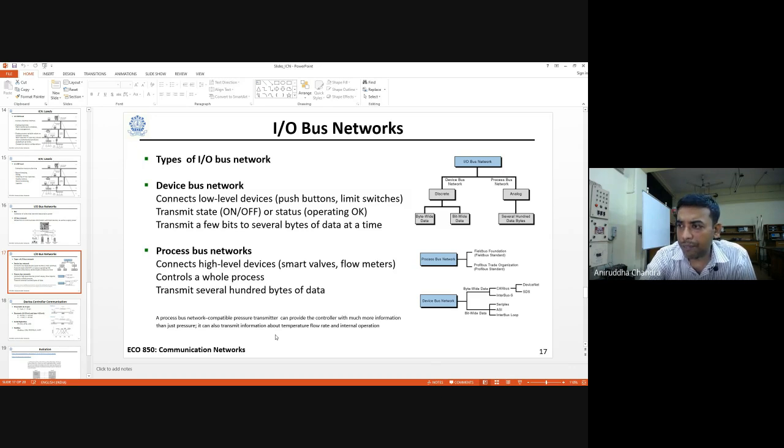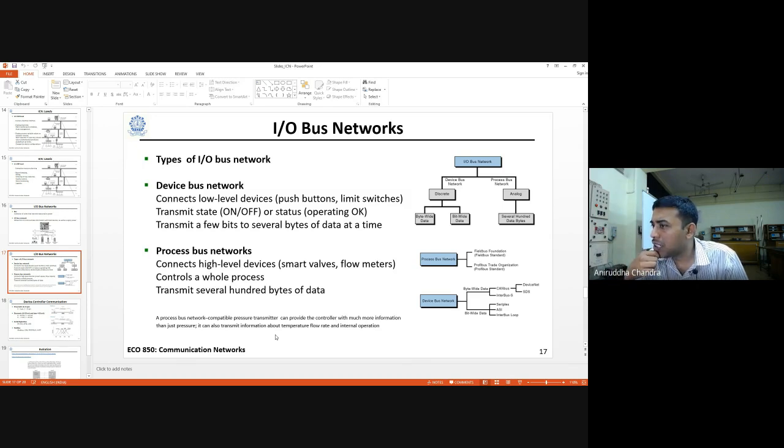So what I tried to convey with this slide is that earlier we had very primitive IO bus networks, where the devices being controlled were primitive as well. They could only transmit things like, I am okay, I am not okay, or this is on, this is off, this kind of basic data transmission. So that's what the device bus network was all about. But nowadays we have process bus networks, which carry a lot of data, and sometimes they can probably control themselves.